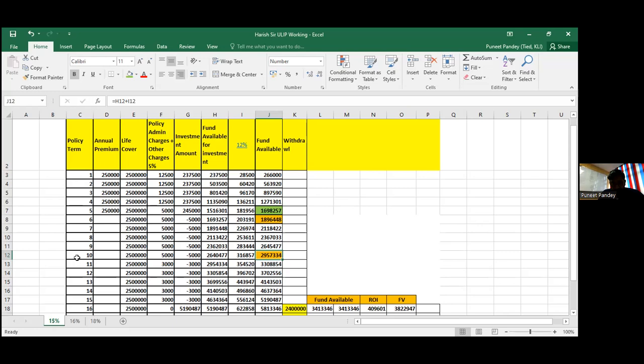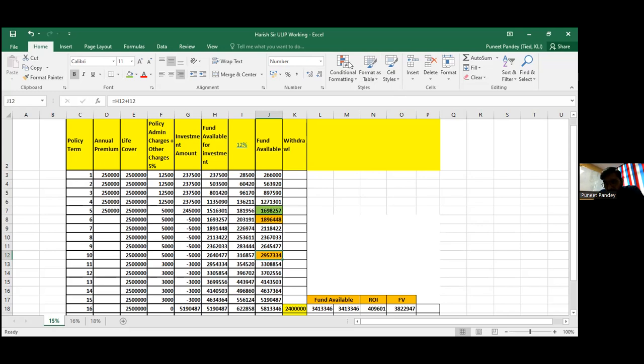Now, can I ask one question, sir? Yes, please. Totally every year 2,50,000 is invested. Life cover is 25 lakhs. Now, if you see at the 10th year, fund value is already 29 lakhs. So, are there any mortality charges? Zero.